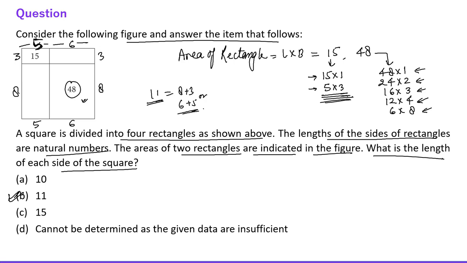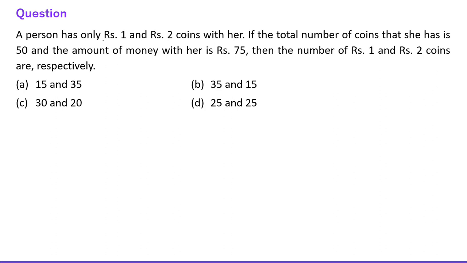Yeah. Next question says, a person has only rupees 1 and rupees 2 coins with her. If the total number of coins that she has is 50, and the amount of money with her is rupees 75, then the number of rupee 1 and rupee 2 coins are respectively. Okay, friends, just go through the options, please.